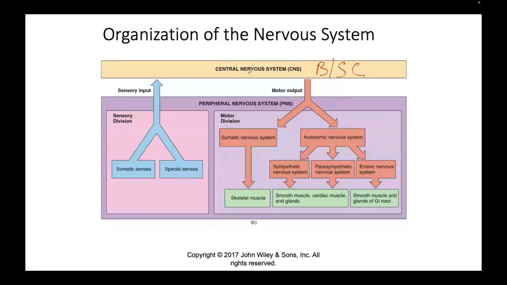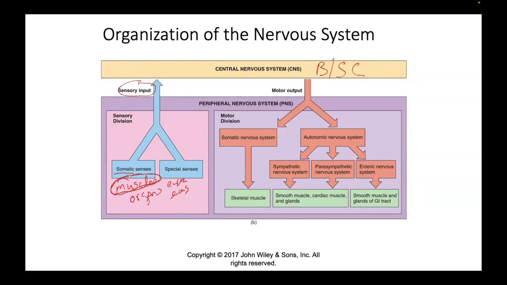And your brain and your spinal cord receives sensory input. So it's going to be bombarded with information coming from your soma, which means your body, like your muscles, like your organs, special senses, your eyes, your ears. When we think soma, we're thinking primarily muscles. Keep that in mind. That's what they're primarily focusing on.